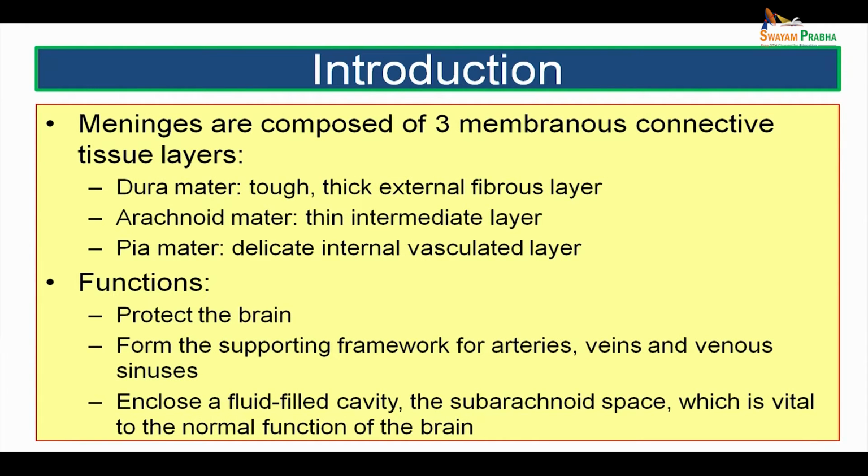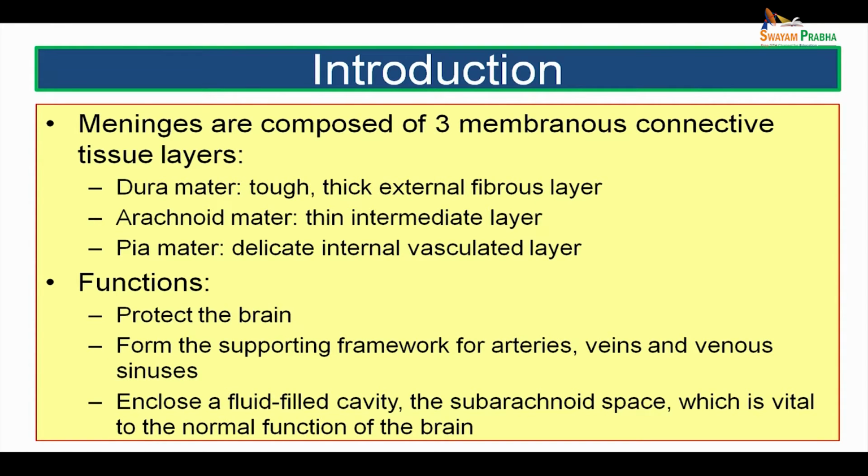Introduction. Meninges, as we all know, are composed of three membranous connective tissue layers which support and protect the brain and the spinal cord. These are the dura mater, the arachnoid mater and the pia mater. Dura mater is a thick external fibrous layer, and in the cranium, the cranial dura has two layers: an outer endosteal layer, which is nothing but the endocranium of the skull bone, while the inner layer is the meningeal layer.